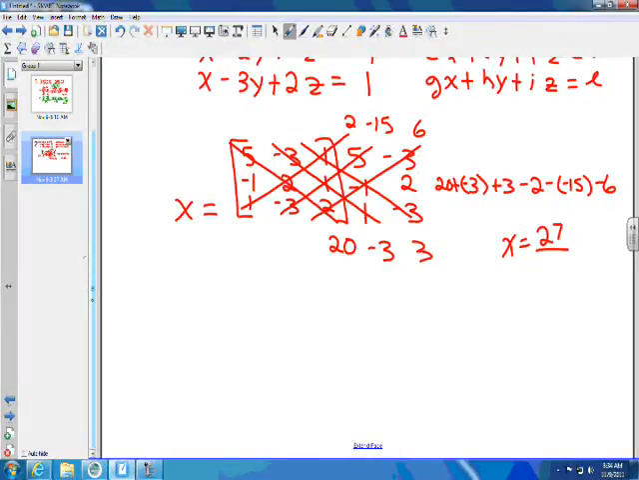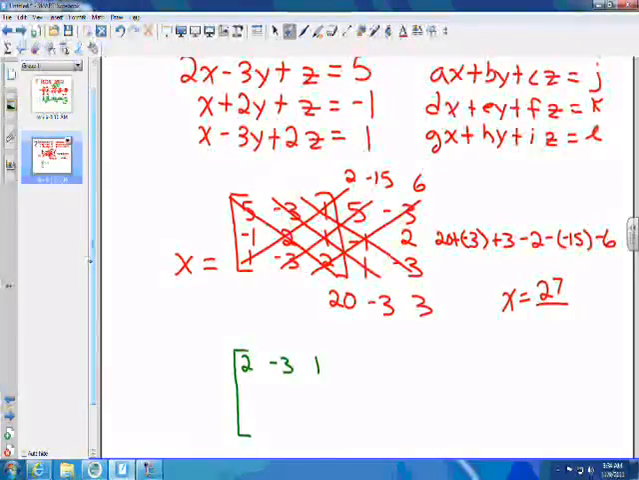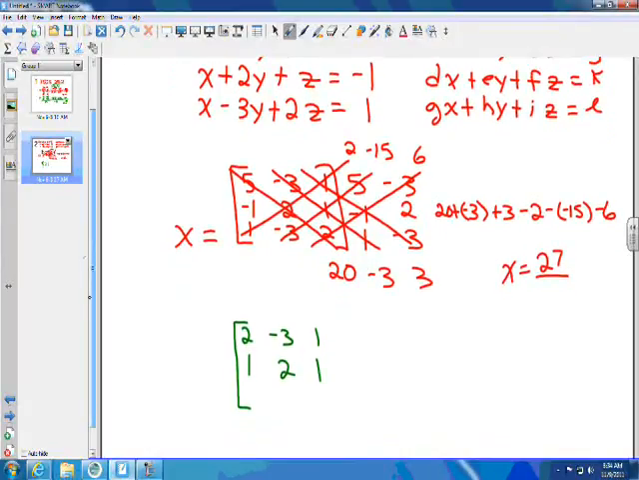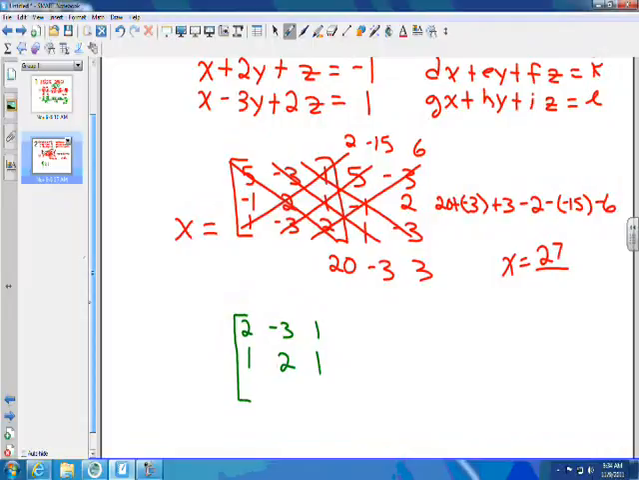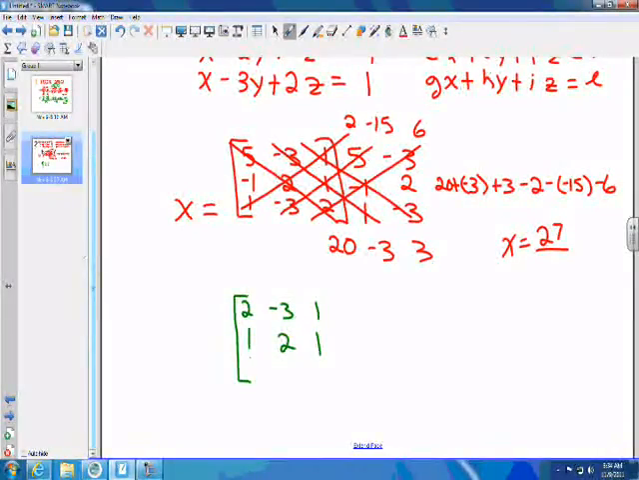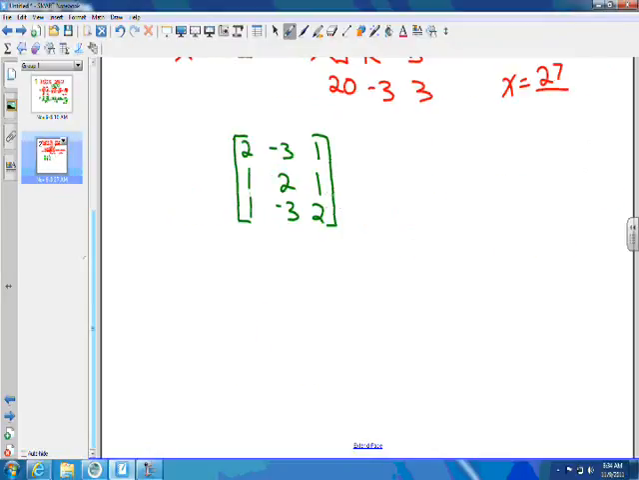So for that bottom, what's ABC across the top? 2, negative 3, 1. What's DEF? 1, 2, 1. And the last 3. 1, negative 3, 2. So we copy those rows.